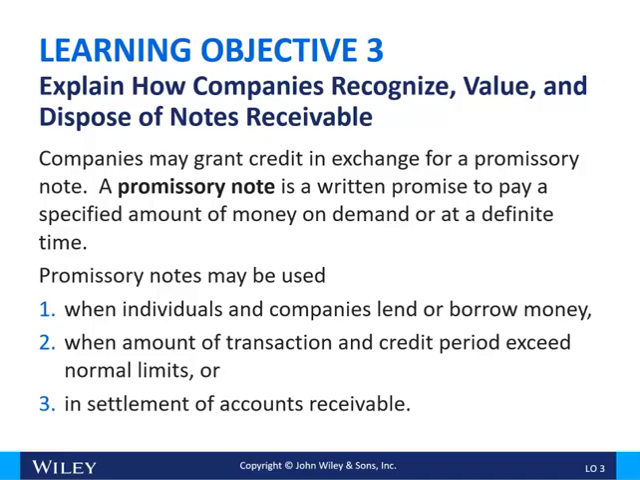Now we'll look at notes receivable. How do we value, recognize, and dispose of notes receivable? So companies may grant credit in exchange for a promissory note. A promissory note is a written promise to pay a specified amount of money on demand or at a definite time. So they may be used when individuals and companies lend or borrow money, when the amount of the transaction and credit period exceed normal limits, or in settlement of accounts receivable. So, 3 examples of when you might use a promissory note.